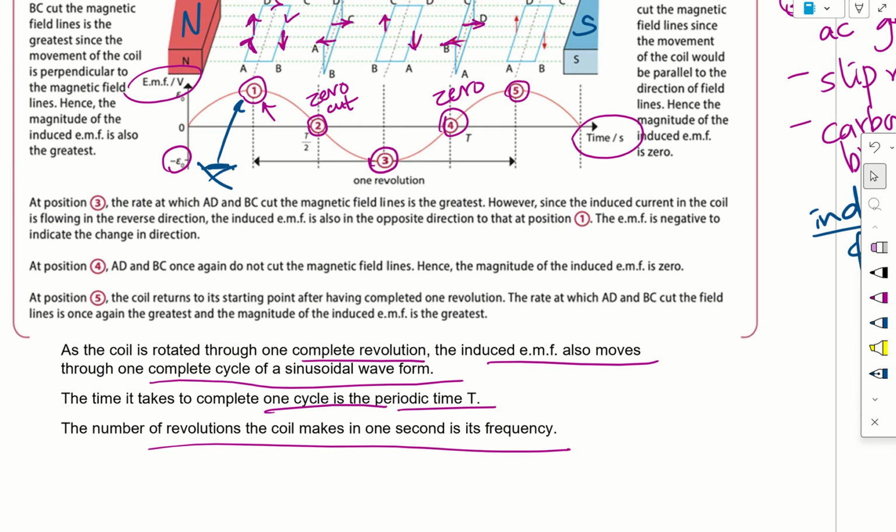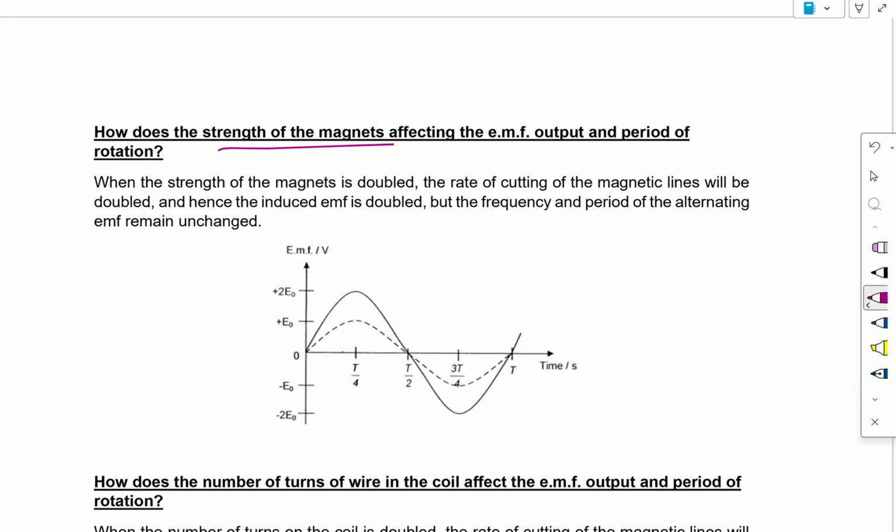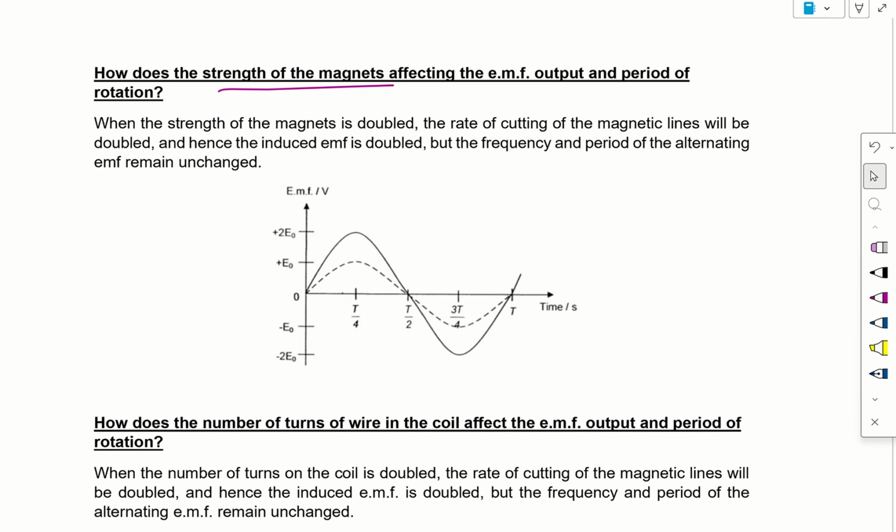Okay, so what are some other variations? What if we change the strength of the magnet, affecting the EMF output and the period of rotation? So when the strength of the magnet is doubled, the rate of cutting of the magnetic field lines will be doubled because now there will be twice the number of magnetic field lines to cut. So instead of cutting one field line, for example, now I'm cutting 2. So the rate of change of magnetic field lines is double. Therefore, according to Faraday's law, the induced EMF will be doubled.